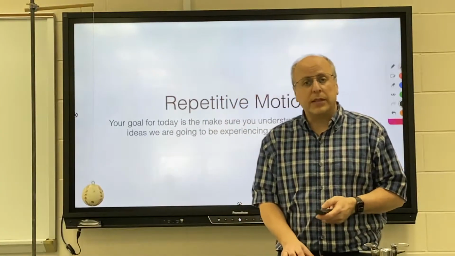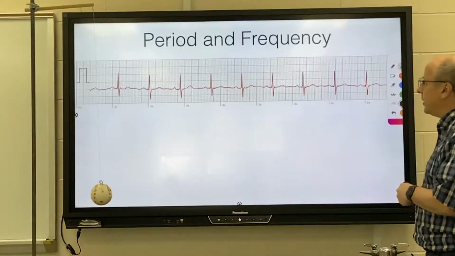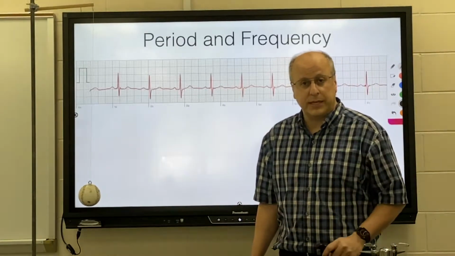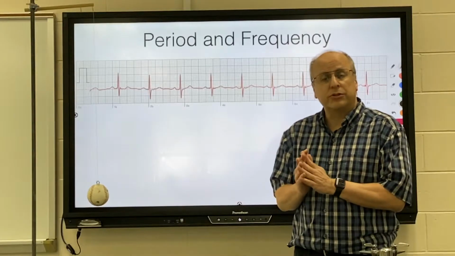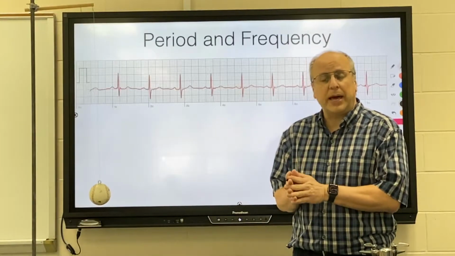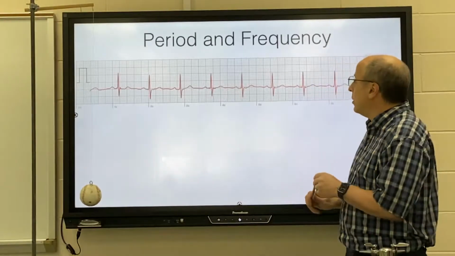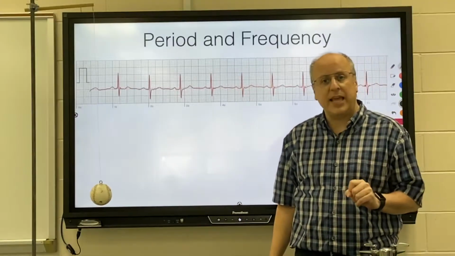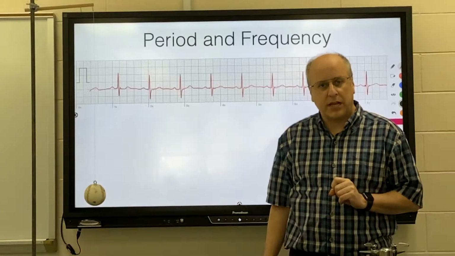manner. So let's start out with the most important terms of the unit, and they are the terms period and frequency. We got to make sure we understand what both of these tell us about our repetitive motion. So period refers to the time it takes for one complete cycle.